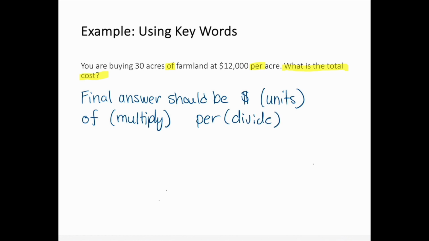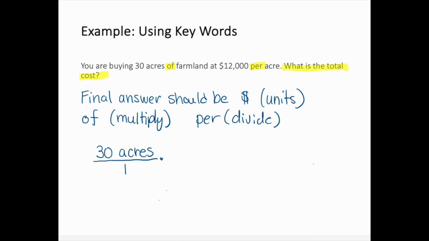So, what we're going to do now to solve the problem is we're going to use fractions. We always start with what we know, and we know that we have 30 acres of farmland. So I'm going to write my fraction of 30 acres. Make sure you put your units in there. And I'm going to put it over 1 so that our fractions line up. You don't have to do that, but that's my preference.